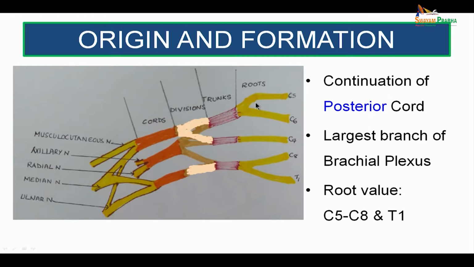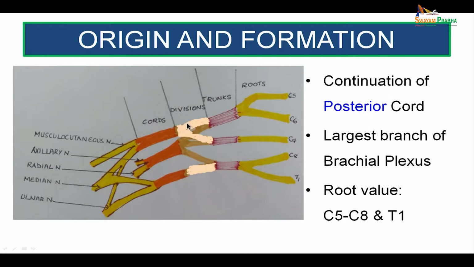All of this join together in various combinations and form the upper, middle and lower trunks, that is C5 and C6 join to form the upper trunk, C7 continues as the middle trunk, and C8 and T1 join to form the lower trunk. And then these trunks divide into anterior and posterior divisions meant to supply the flexor and extensor compartments of the arm.